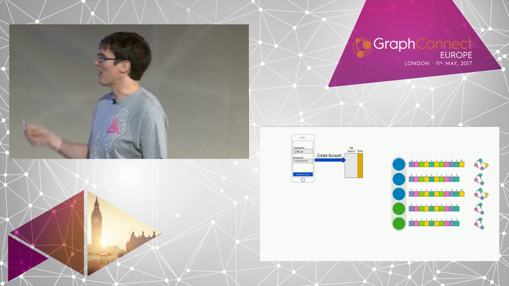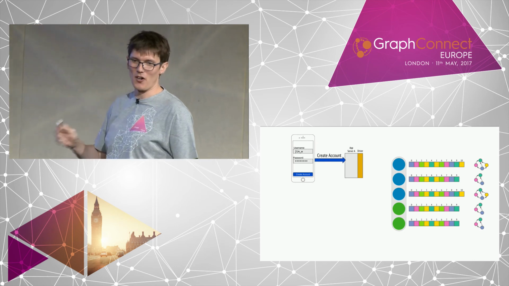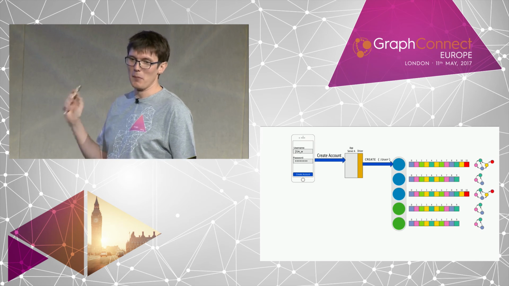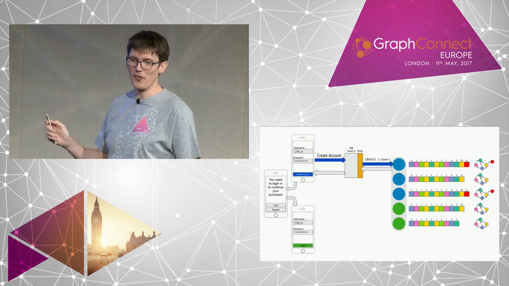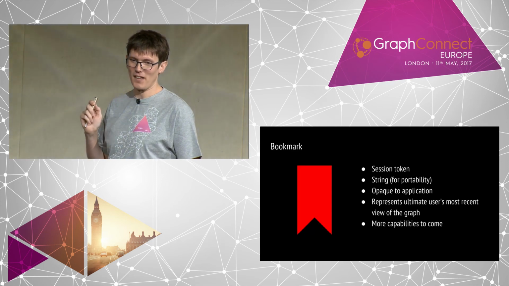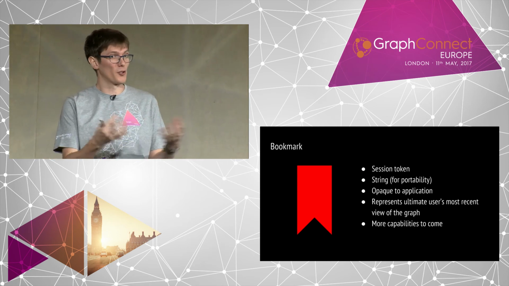I show it in the database here: on the right is the state of the graph. When I created the account, it created this extra node on the right, but it doesn't propagate to all of the servers by the time I go to do my login. So I get a failure. We've got a solution for this, which we call causal consistency.